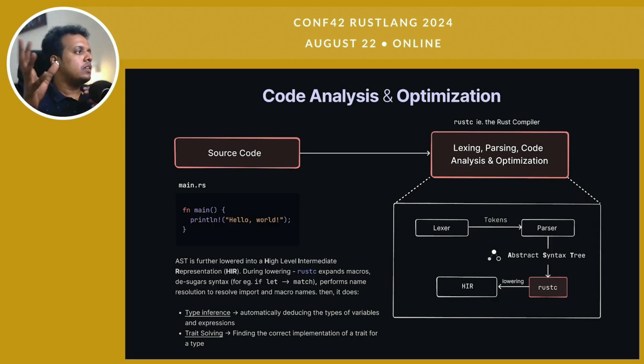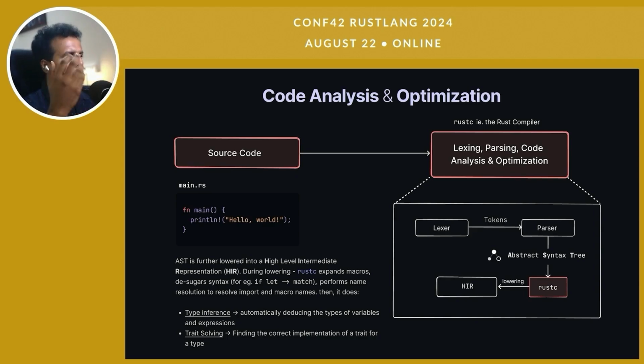So the AST is now further lowered into something called an HIR, right? A high level intermediate representation, which is an internal representation for the Rust compiler to work with. So this concept of converting a higher level tree into some other internal structure is called lowering. And during this lowering, rustc does a couple of things. It expands macros, right? Like for example, the println macro.